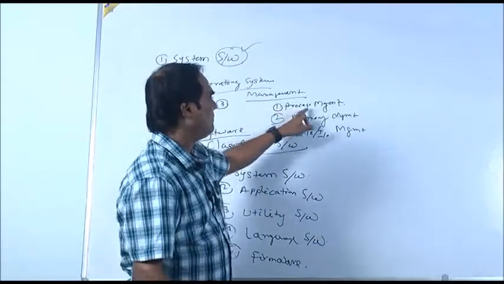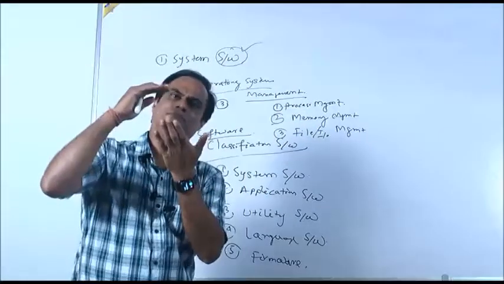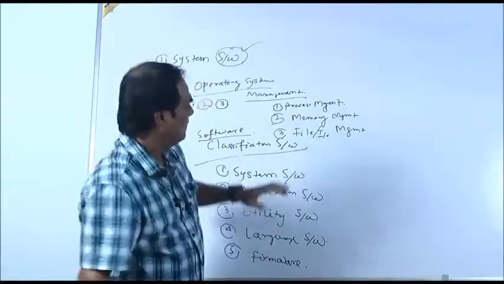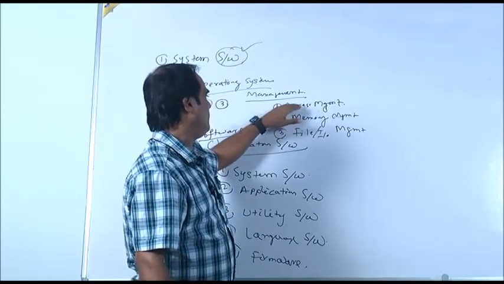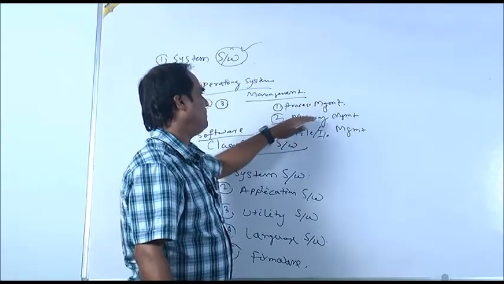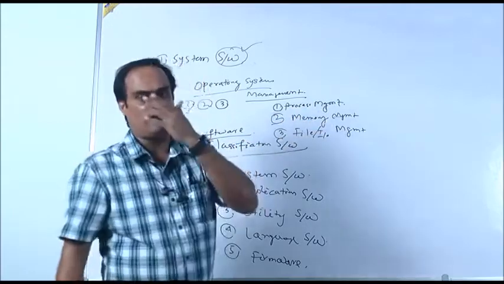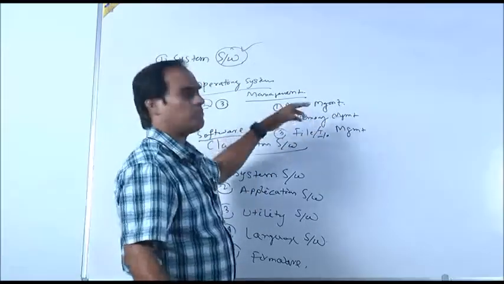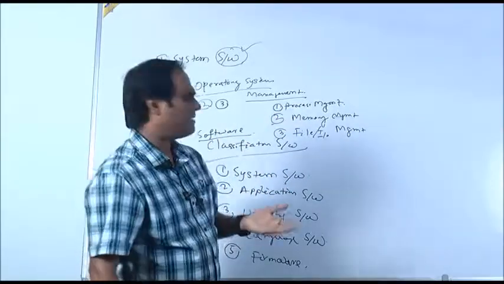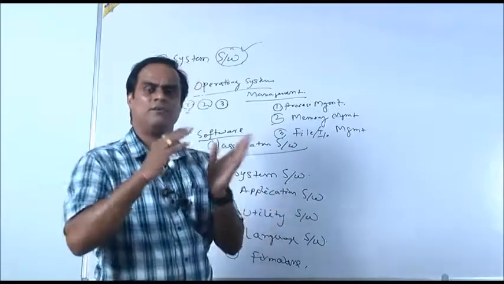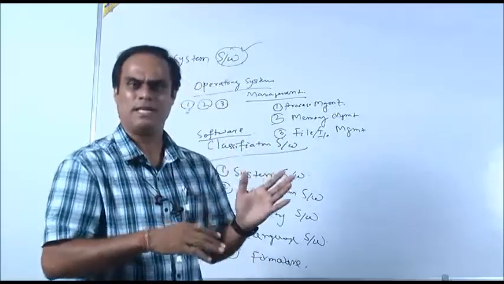So, that means some set of actions. That is why we are saying it is process management, memory management, and file and IO management. Process means process related activities, memory means memory related activities, and file and IO means the management of file related or IO devices.